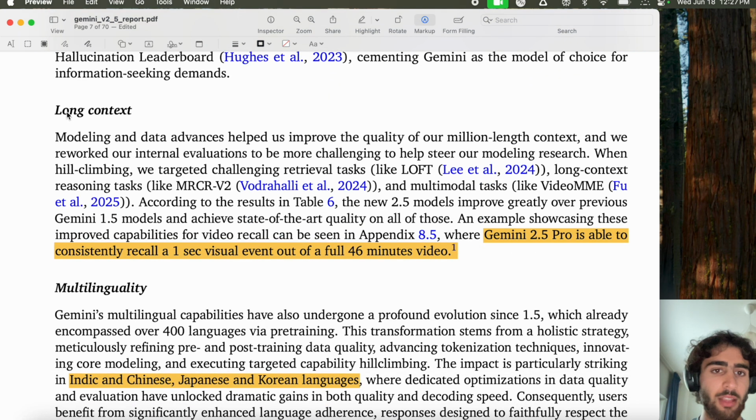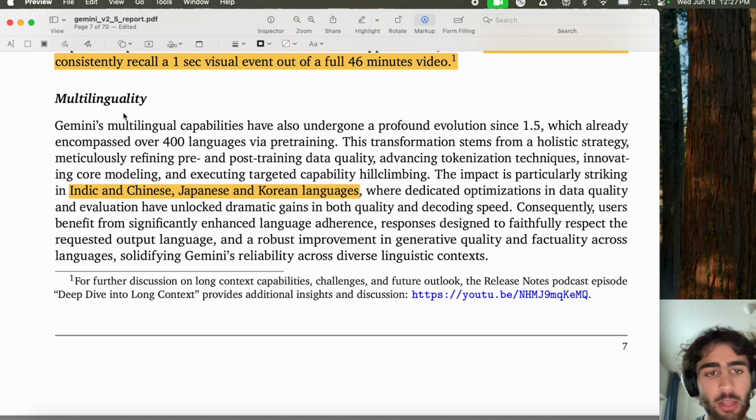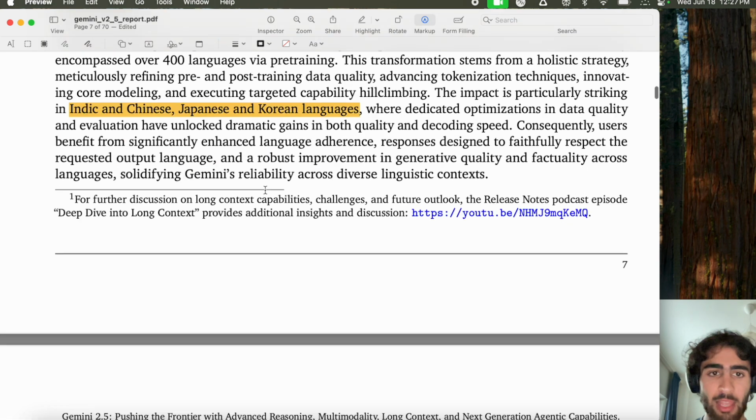They also mentioned that in terms of long context, Gemini 2.5 Pro is able to consistently recall a 1-second visual event out of a full 46-minute video. So this is a needle in the haystack benchmark, and this was also quite surprising to me. I was not aware of this. When it comes to multilinguality, which is not really interesting to most people, but anyways, they also improve this in Indic languages, Chinese, Japanese, and Korean languages.